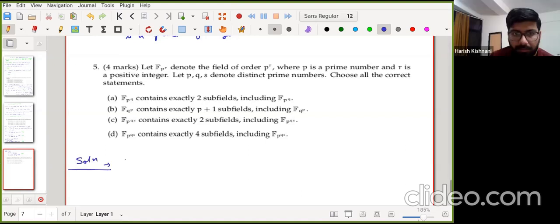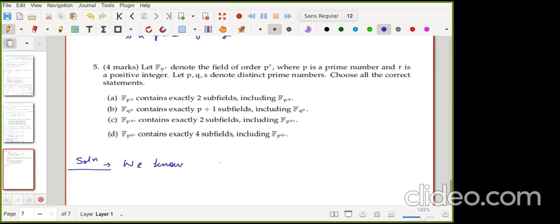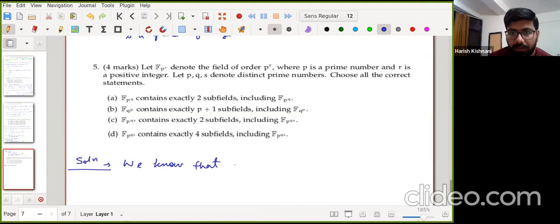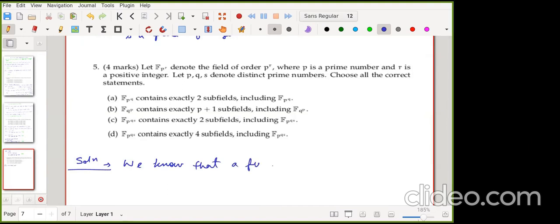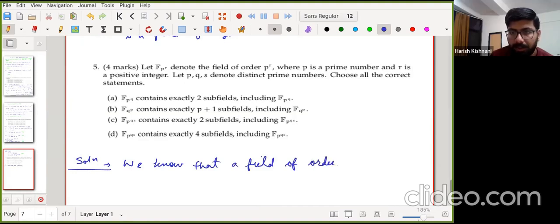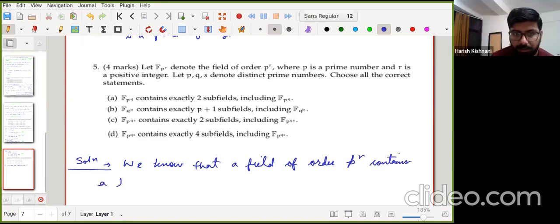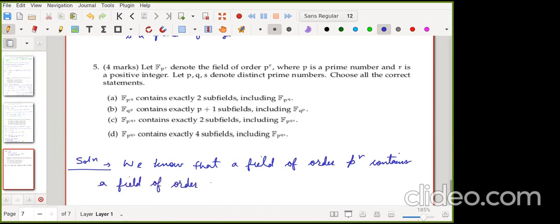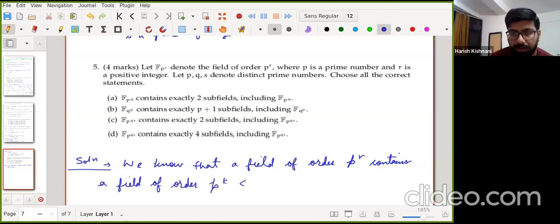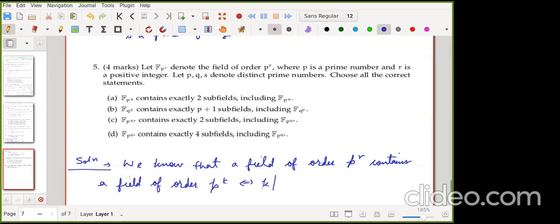Yes. So we know that a field of order p raised to r contains a field of order p raised to k if and only if k divides r.